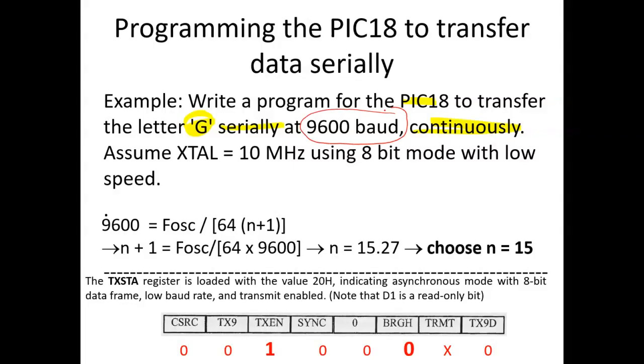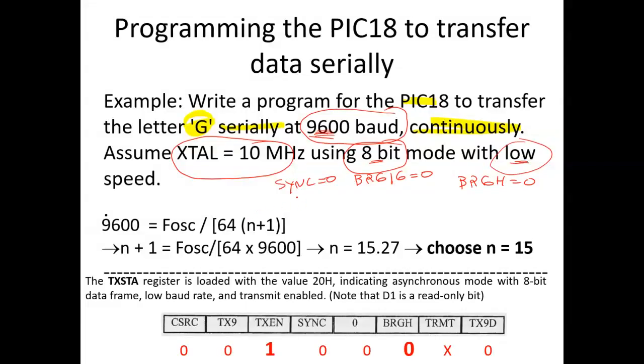We have the baud rate, 9600 bits per second. We have the crystal frequency. We have 8-bit mode with low speed. Low speed means BRGH equals 0. 8-bit mode means BRG16 equals 0. And from this baud rate, of course we are using asynchronous mode. So here the synchronization bit equals 0.